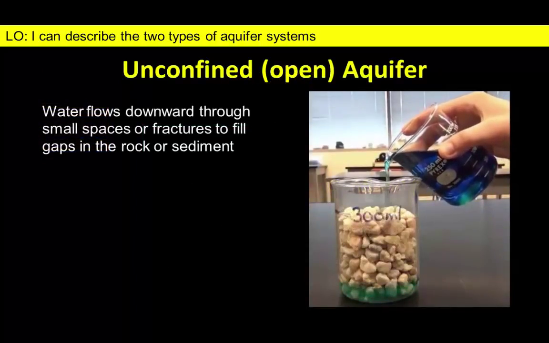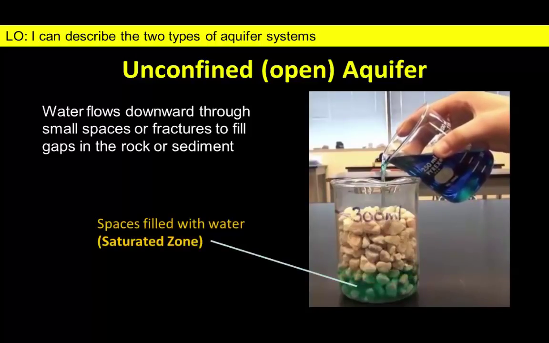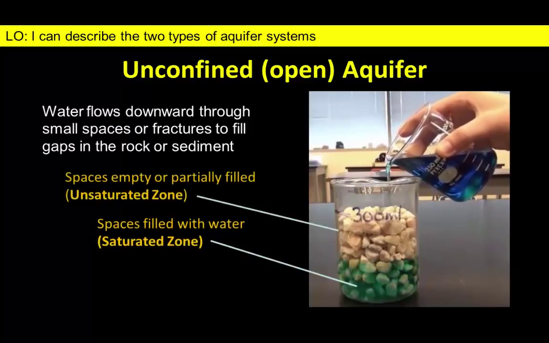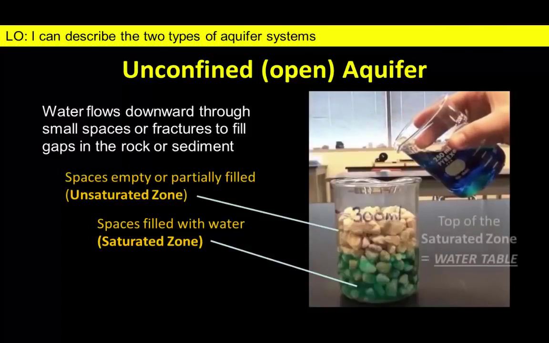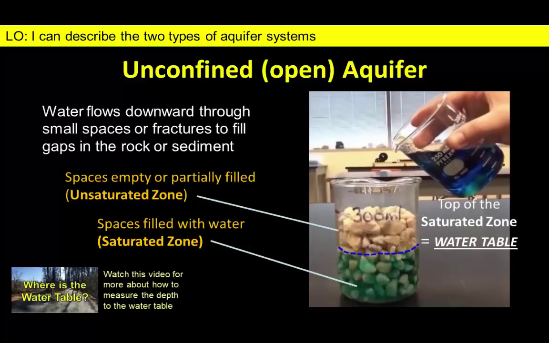Unconfined aquifers are supplied by water that filters down from the land surface. It's much like pouring water into a beaker of gravel. The water easily flows between the grains, and the level of water in the beaker is dependent upon the water supply. The water table represents the upper surface of an unconfined aquifer.